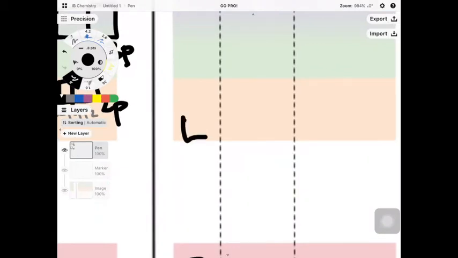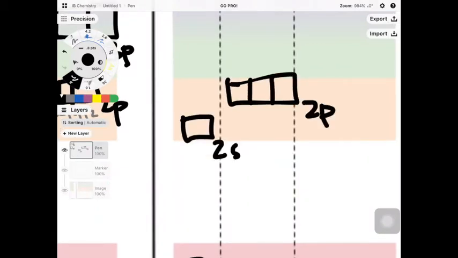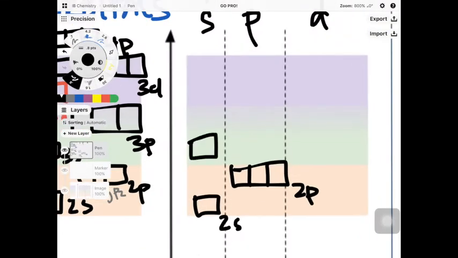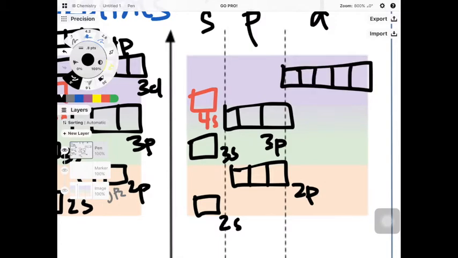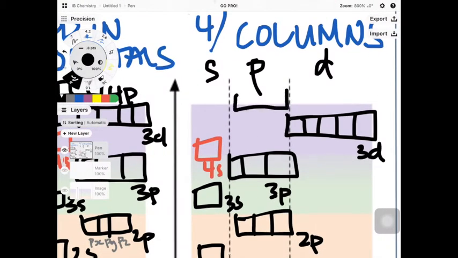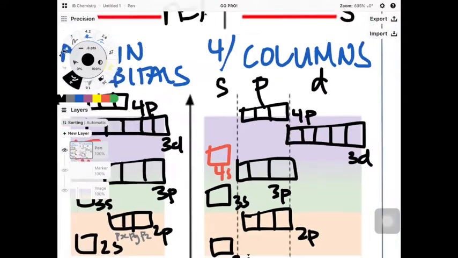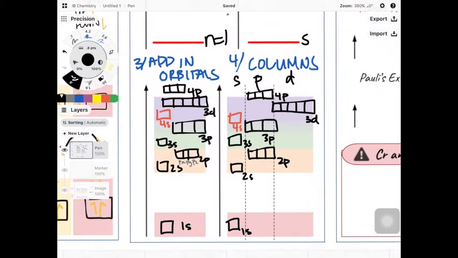So our 1s is going to be in that space, our 2s is going to be above that, then our 2p, our 3s, our 3p, and don't forget the exception, our 4s comes next, and then our 3d. Okay? So that's how you build the frame of an orbital diagram. Make sure you can do this quite quickly.